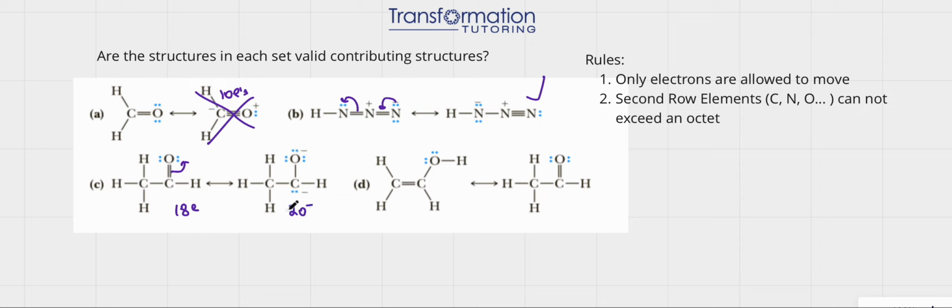Where did these electrons come from? We cannot add or subtract any electrons. The number of electrons must stay the same. They're just moving. So these two cannot be valid structures of one another. And let's go ahead and look at D.